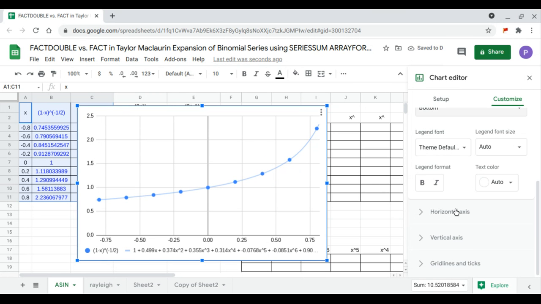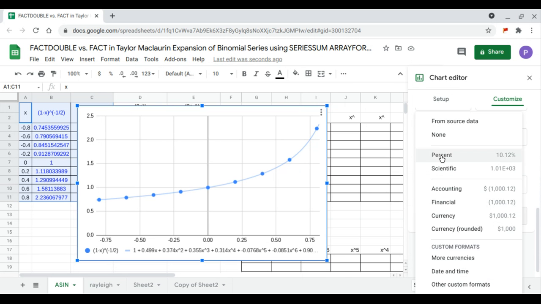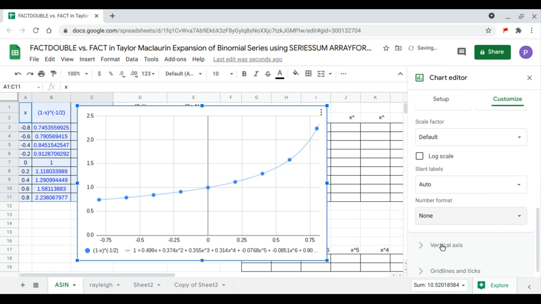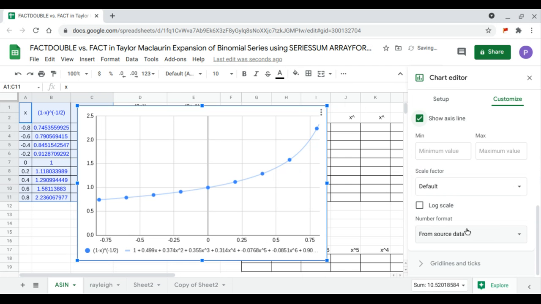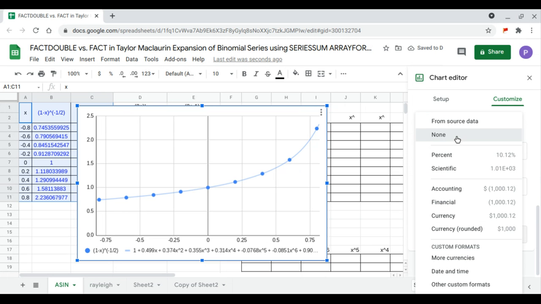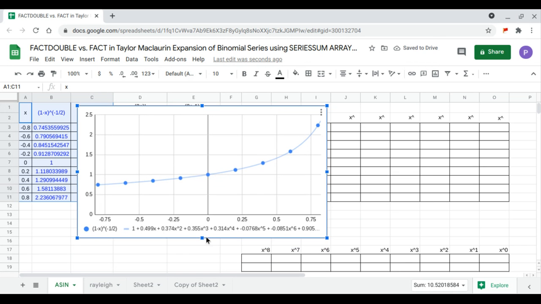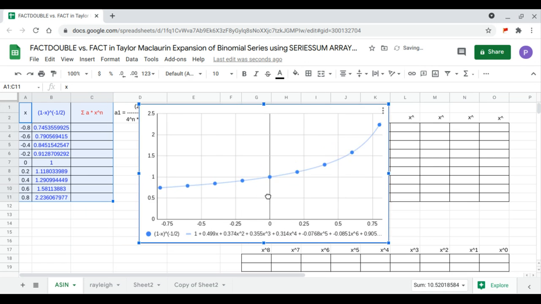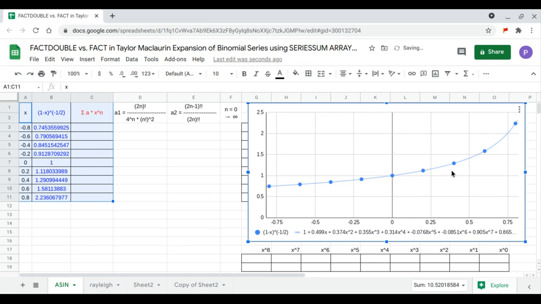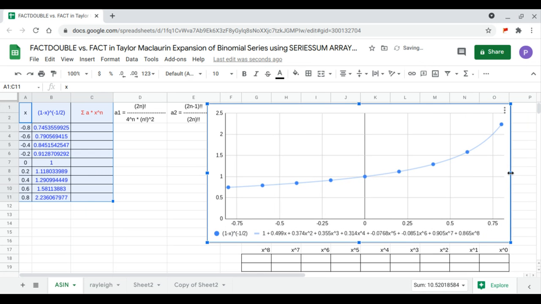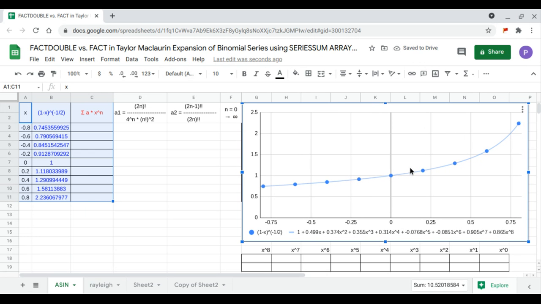And the horizontal axis, the number format is none. For the vertical axis, we show the axis line, and the number format will be none. And here's the polynomial of the binomial series that we just calculated. And this is a polynomial up to the 8th degree because we chose it as an 8th degree polynomial.